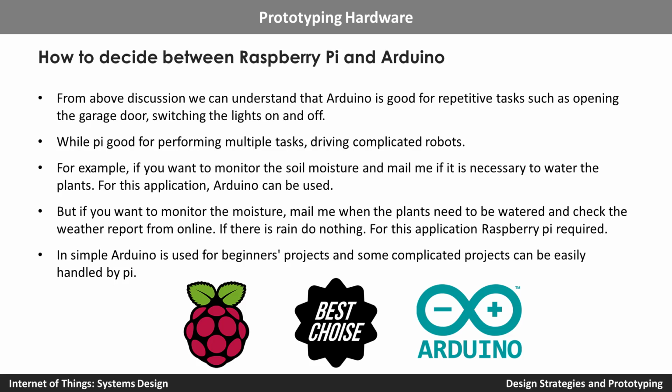But if you want to monitor the moisture and send me an email when the plants need to be watered, but you also need to check the weather report, so if there is no rain, then email me to water the plants, that requires internet connectivity and accessing online APIs. So in this kind of situation, a Raspberry Pi, even a lightweight version such as Raspberry Pi Zero, might be more appropriate because Arduino is not necessarily designed to call online APIs.